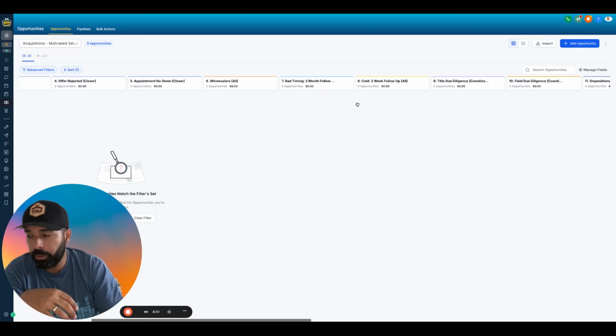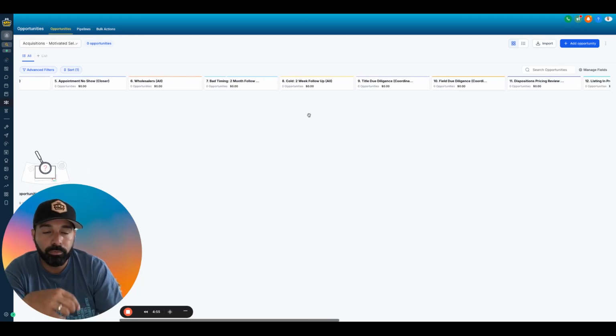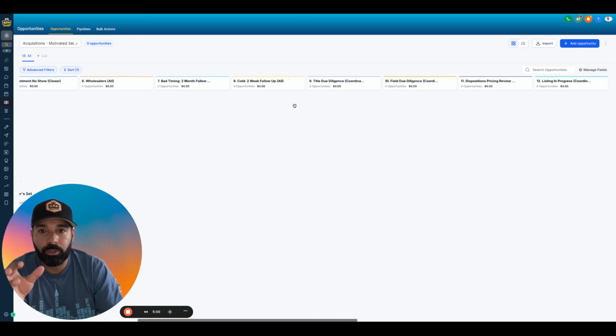They're both a little bit the same, meaning in terms of long-term nurture sequences. Now, after those, the deals that actually get under contract move over to title due diligence.